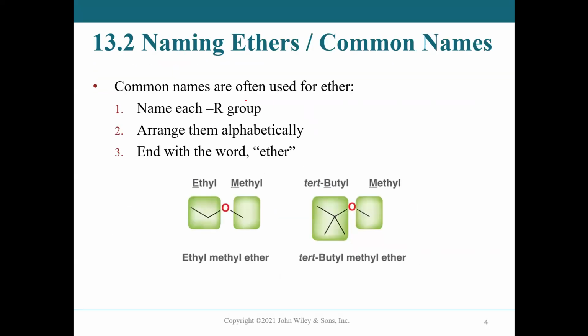Common names are often used for the ether. You name each R group. So we have ethyl methyl ether. Arrange them alphabetically, so we started with E before M, and end the word with ether. So here we have tert-butyl methyl ether. We don't consider the tert as far as the alphabet goes. We start with the B, so B comes before M, so we have tert-butyl methyl ether.